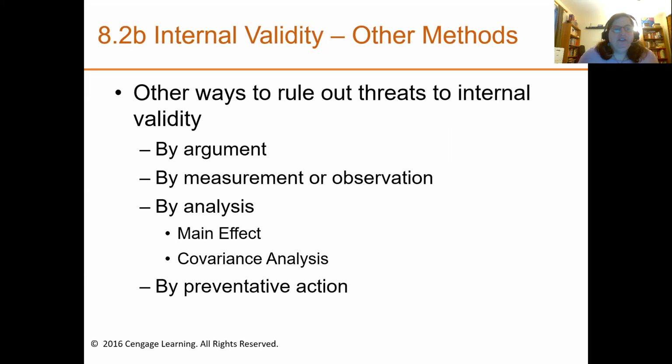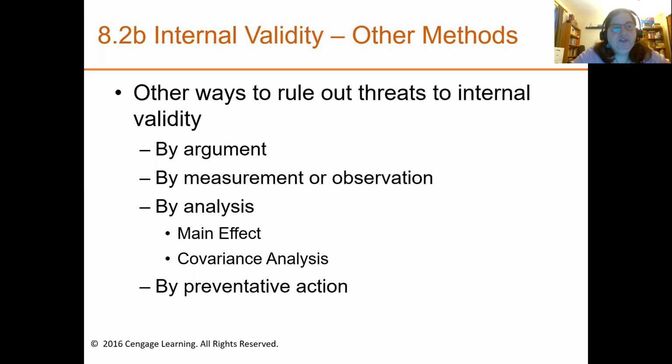and then try to take that into account. By analysis, you can do it by main effect or covariance analysis. The most typical way is to either block it with a main effect, and we will talk about blocking later, or to add it in as a covariate.